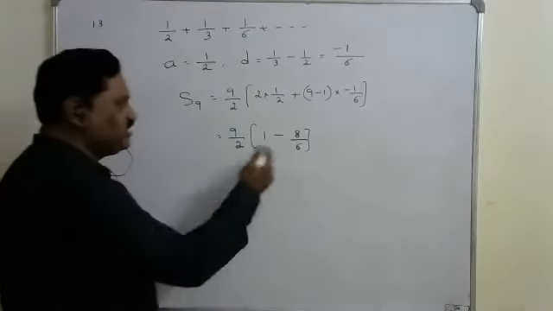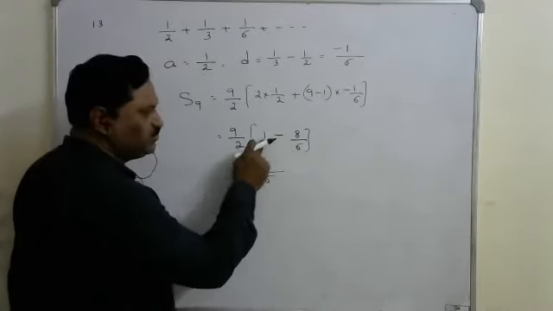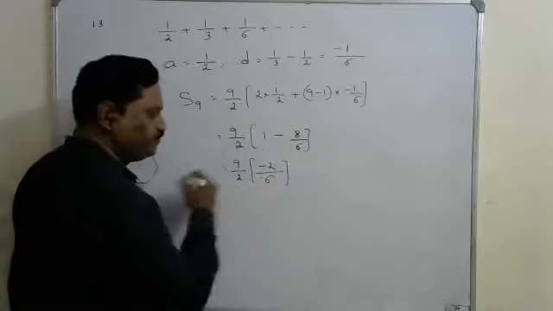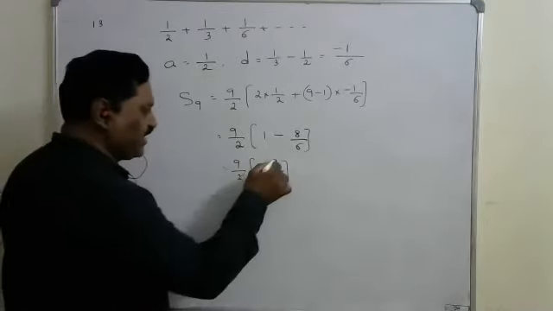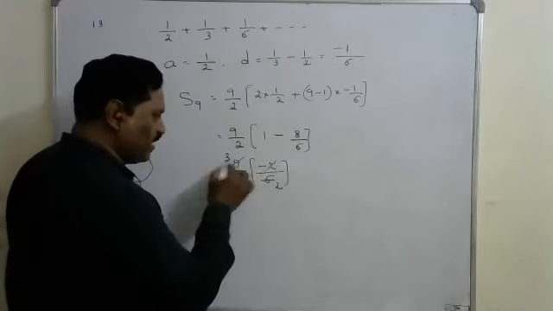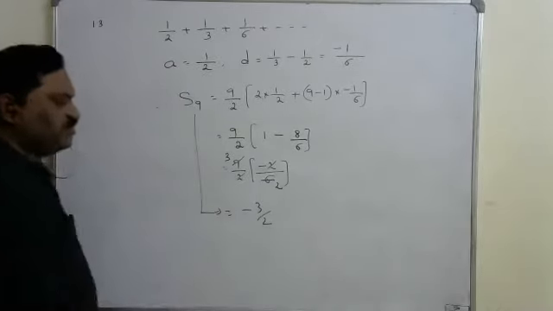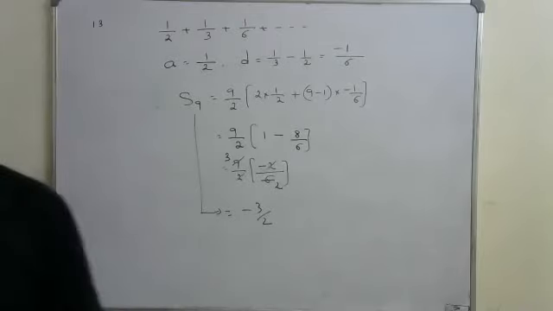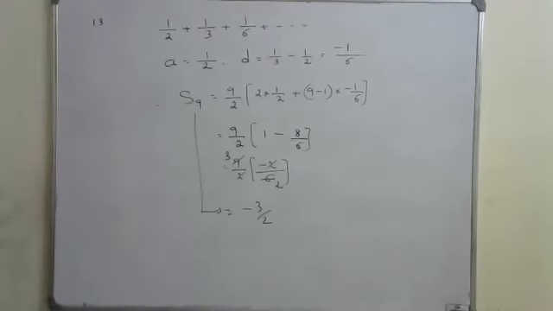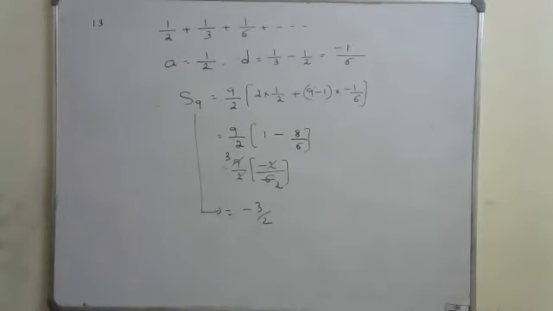Now what is the LCM here? 6 minus 8, with LCM 6, that is minus 2 by 6. Now 3 threes are 9, 2 twos get cancelled. Therefore, it is minus 3 by 2. This is the sum of the 9 terms of the AP. So take that problem: S9 equals minus 3 by 2. Done, sir. Complete, sir. Okay.